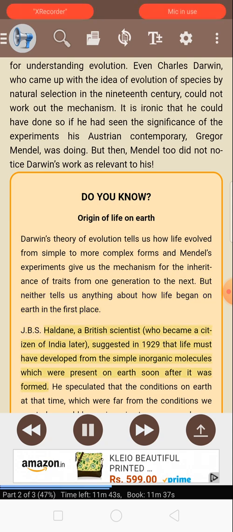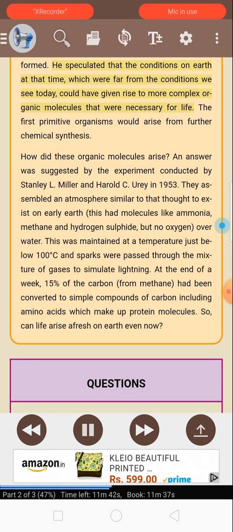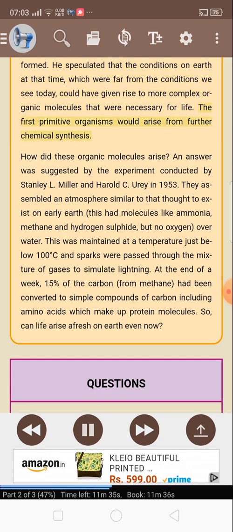J.B.S. Haldane, a British scientist who became a citizen of India later, suggested in 1929 that life must have developed from the simple inorganic molecules which were present on Earth soon after it was formed. He speculated that the conditions on Earth at that time, which were far from the conditions we see today, could have given rise to more complex organic molecules that were necessary for life. The first primitive organisms would arise from further chemical synthesis. How did these organic molecules arise?